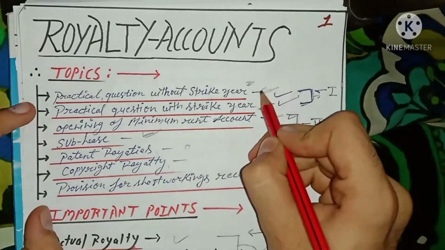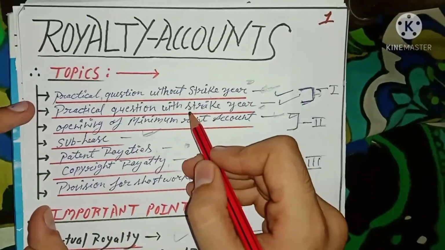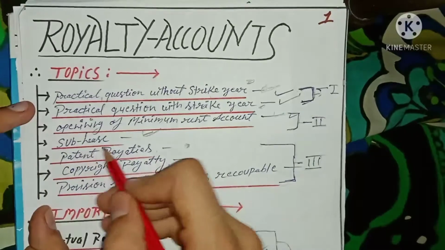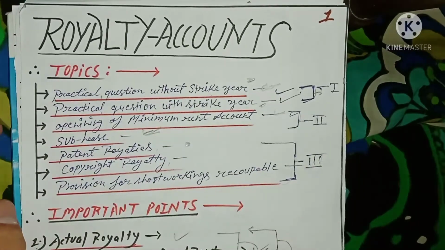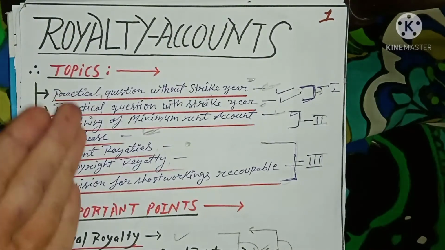In my first video you will see practical questions without strike, in the second one practical questions with striking, in the third one opening a minimum rent account, and in the fourth one sublease. If you still haven't watched those videos, please go and check them out first so that you can understand the concept of the royalty chapter with the different topics.